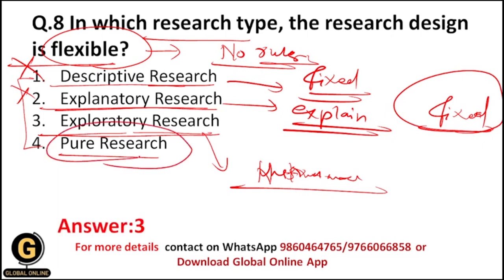Pure research or fundamental research is the research in which we expand our knowledge and formulate a principle, theory, or law, and that's why this is also a fixed research design. So this option gets eliminated, and the correct answer is 3, that is exploratory research.